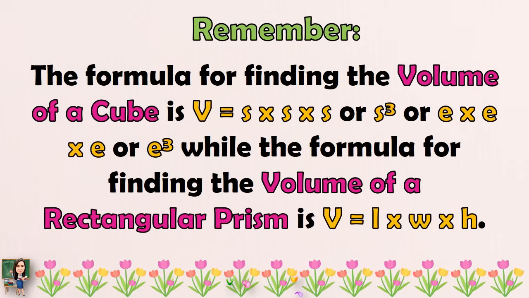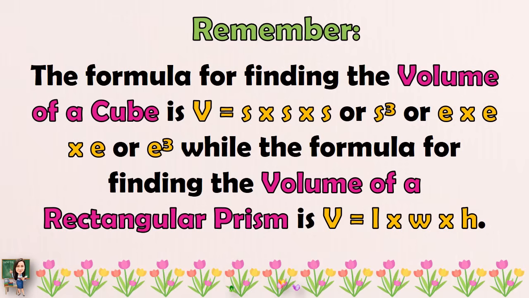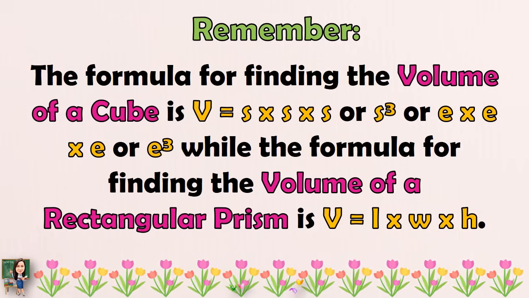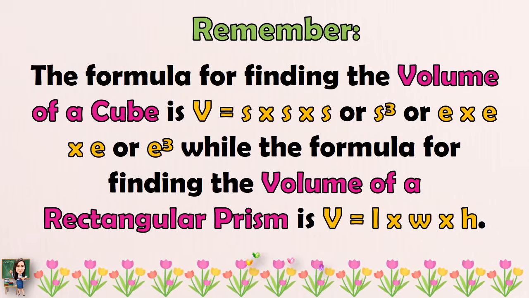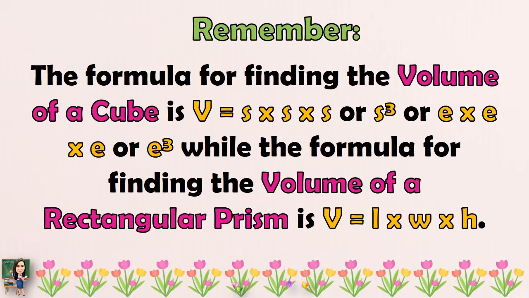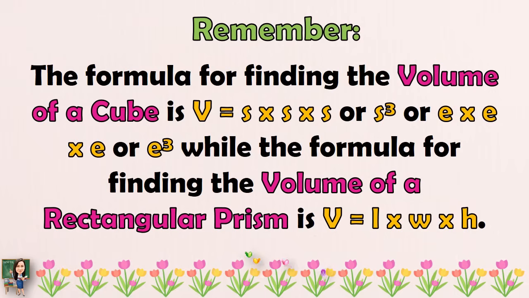The formula for finding the volume of a cube is volume equals side times side times side, or cubic sides, or edge times edge times edge, or cubic edge, while the formula for finding the volume of a rectangular prism is volume equals length times width times height.